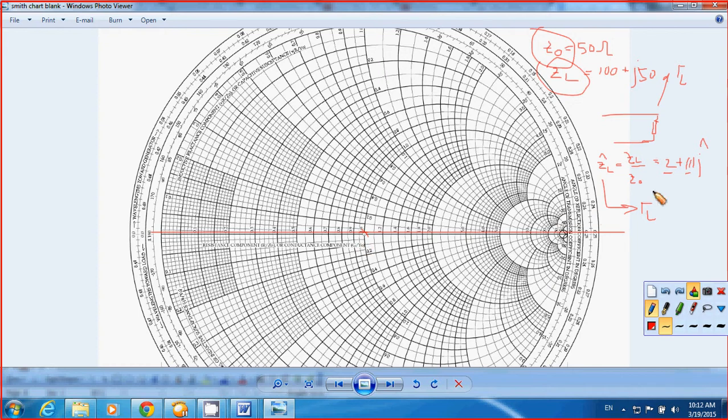Next, you take a look at the real part of the normalized load impedance. It's number 2. What you take a look at is all of the circles. What I mean is, this is 2. So you take a look at the circle with the number 2.0 on it, which is this one. Okay, so this is the real part of the normalized load impedance.